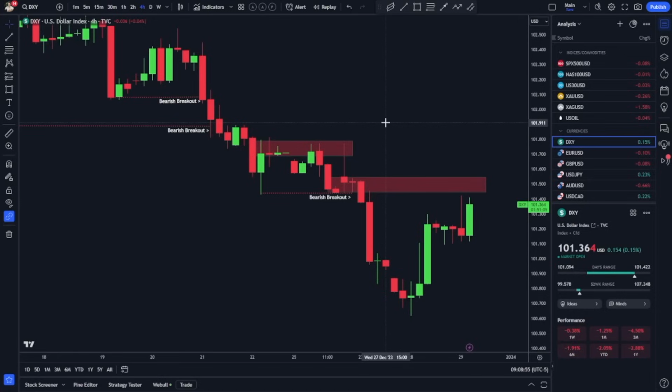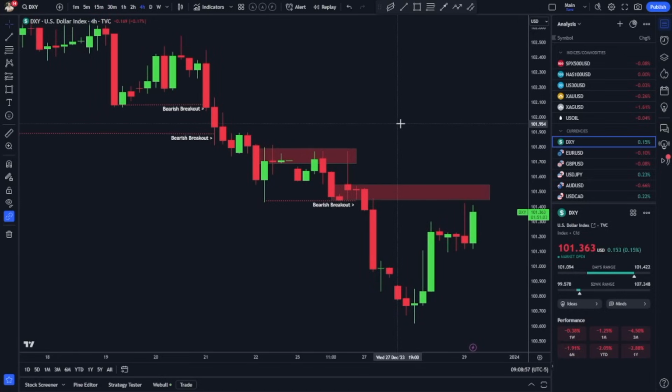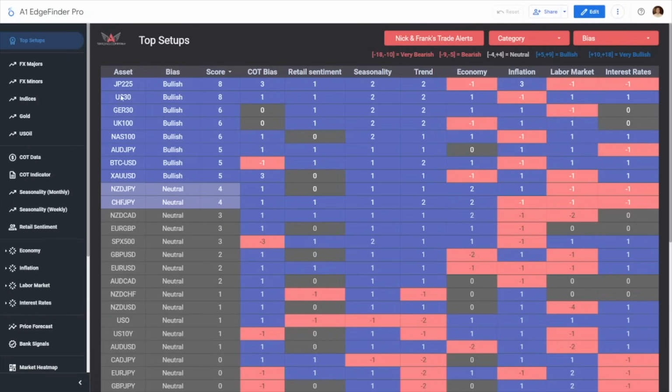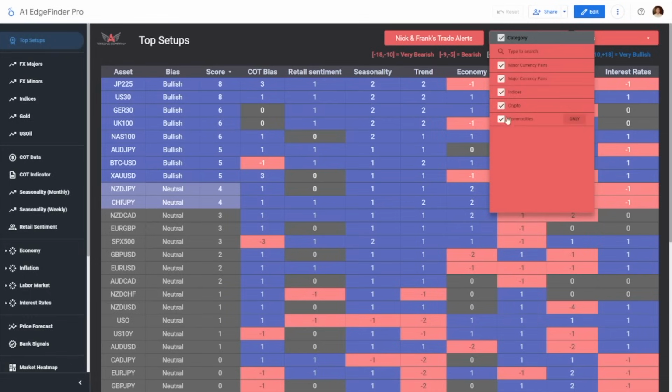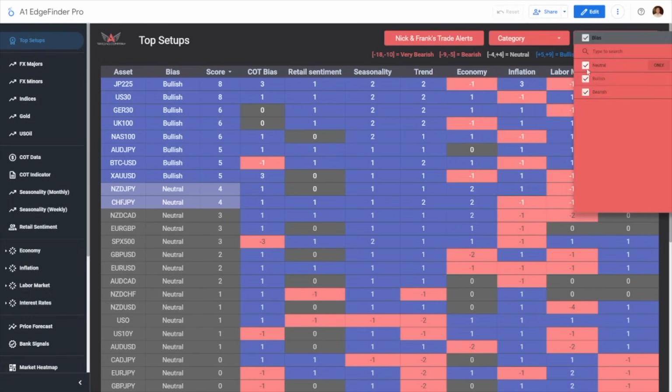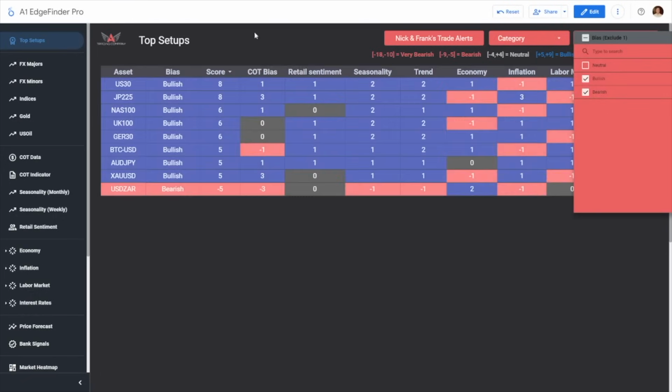So first of all, we'll come back to the dollar index, which, like I said, is retesting a key level of resistance soon. But first I want to get a pulse check across the whole room. Let's take a look at the top setups indicator on the Edge Finder. I'm going to keep all the different currency pairs, indices, crypto, and commodities, but I'm going to remove the neutral readings.